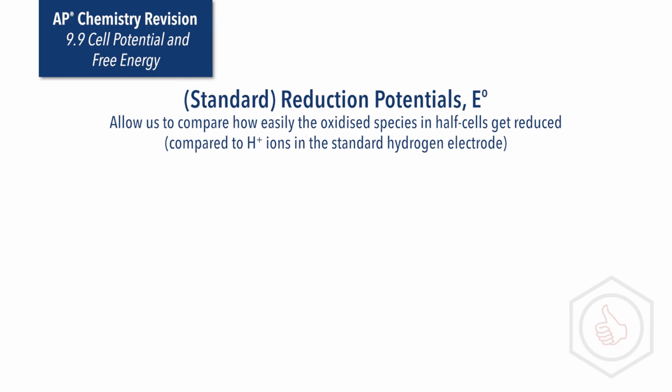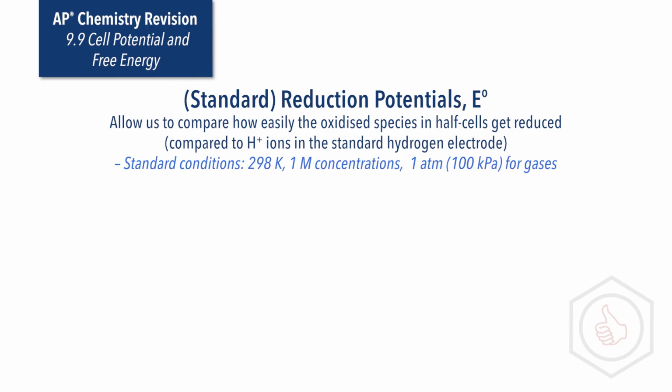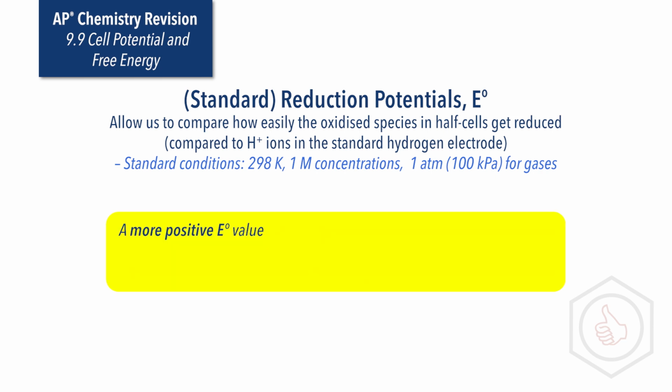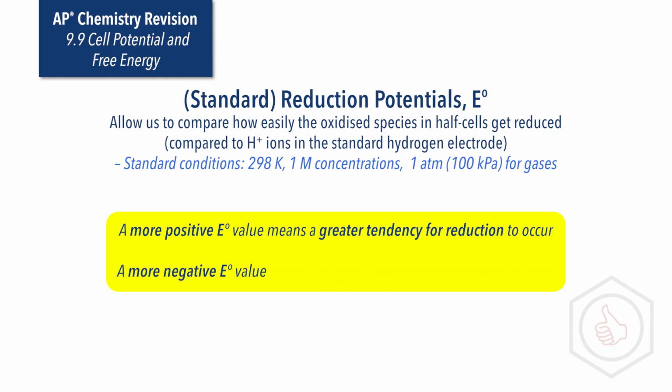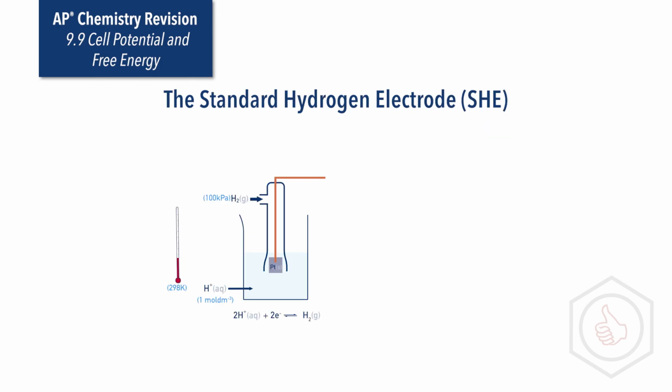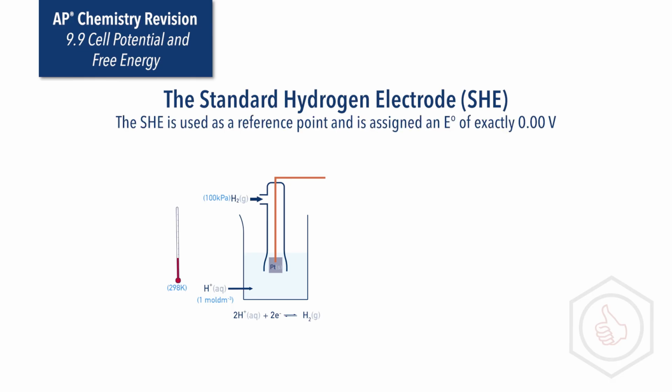Standard conditions refer to 298 Kelvin, 1 molar ion concentrations, and 100 kilopascals of pressure for gases. A more positive E value means a greater tendency for reduction to occur, and a more negative E value means a greater tendency for oxidation to occur. The standard hydrogen electrode is used as a reference point and is assigned an E value of exactly 0.00 volts.